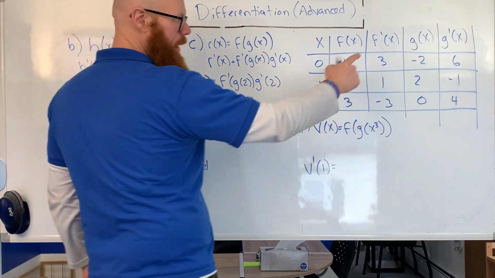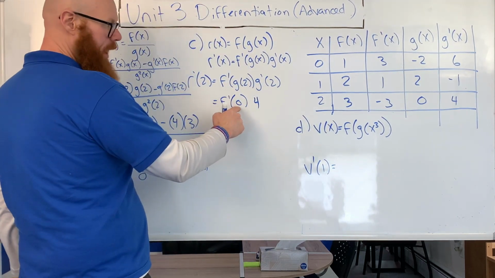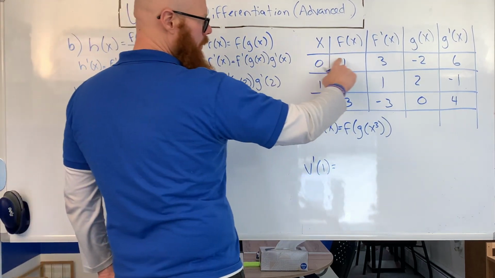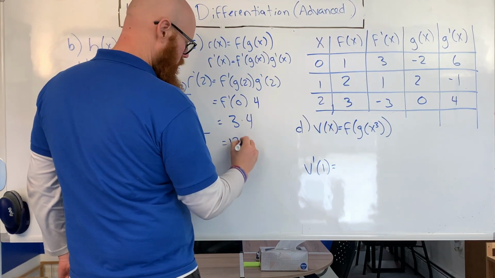And then g prime of 2 is 4. But then we need to know f prime of 0. Well, f prime of 0 is 3. So we get 3 times 4, which is 12.